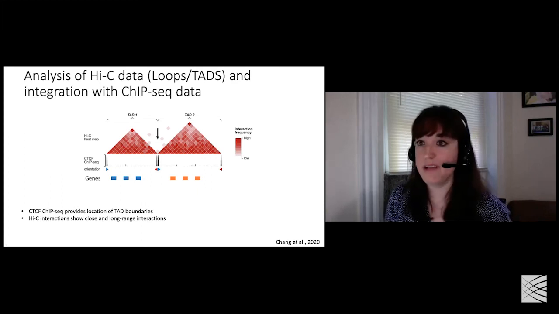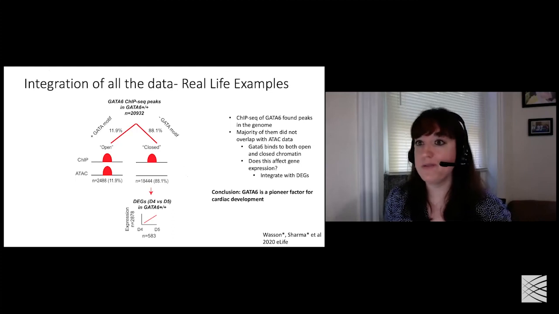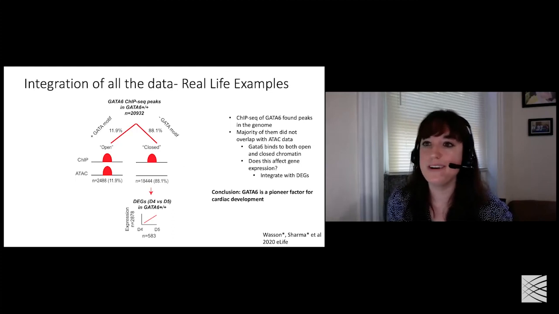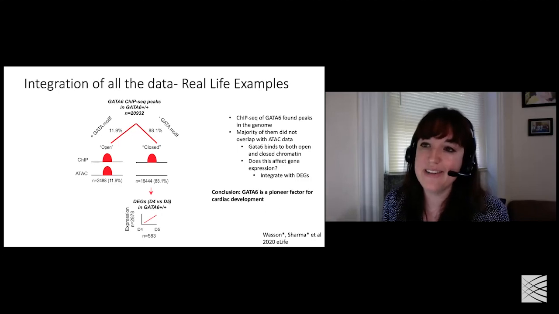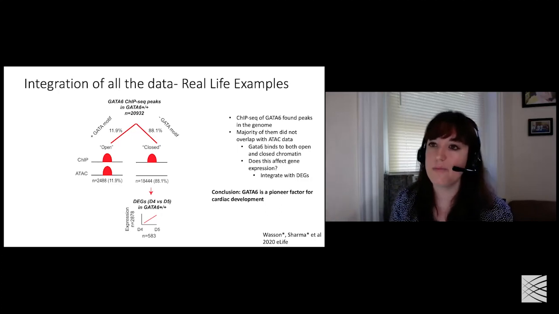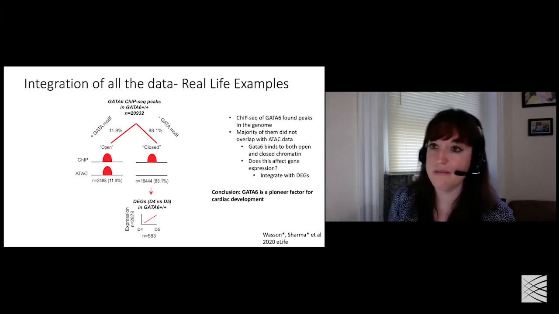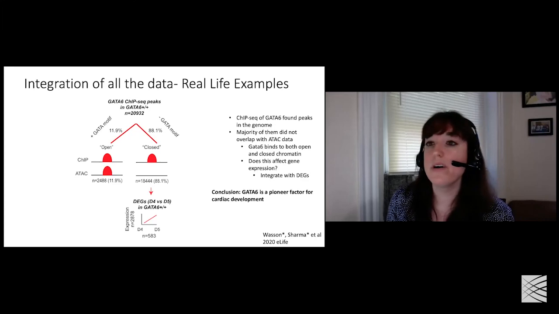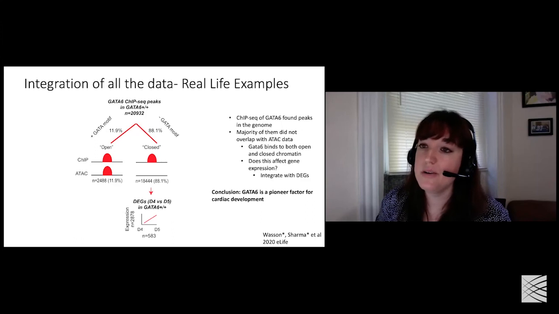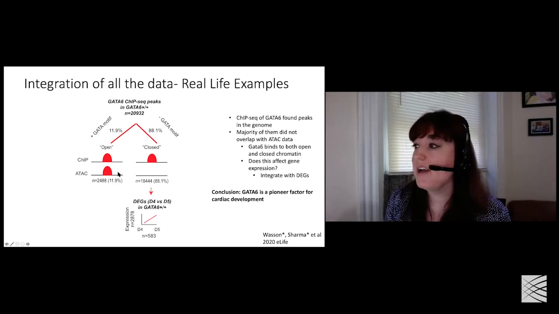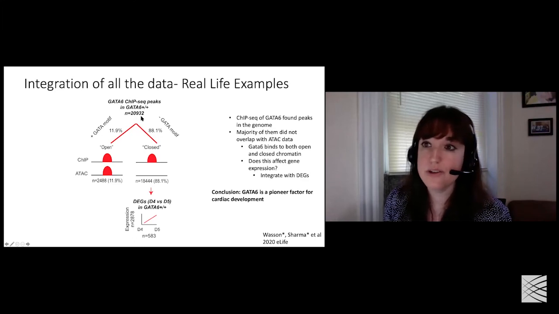All right, so in the last few minutes, I want to give two examples of how in the real world we can utilize all of this data together to tell a really comprehensive story. I have an example here of a paper that we just published in eLife last week, where again, our lab works on congenital heart disease and cardiac development. We were working with this gene called GATA6, which is a known congenital heart disease gene. I had done a ChIP-seq for GATA6 and found that we got about 20,000 peaks in our genome, which is pretty standard for a transcription factor.